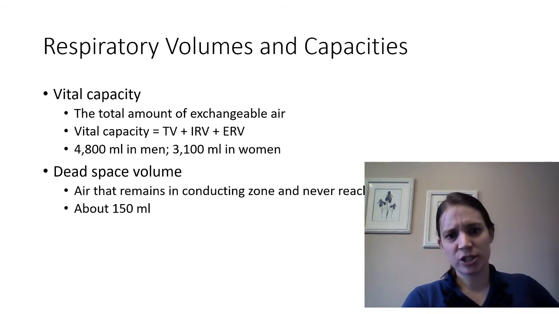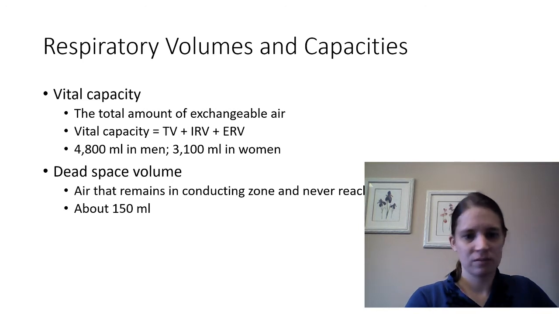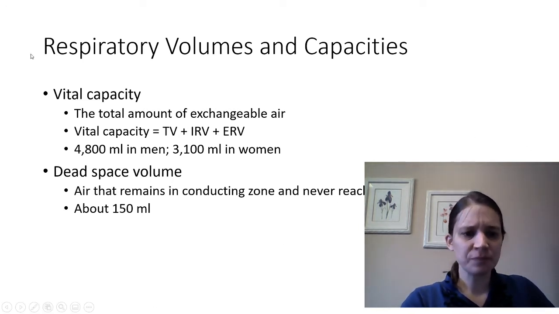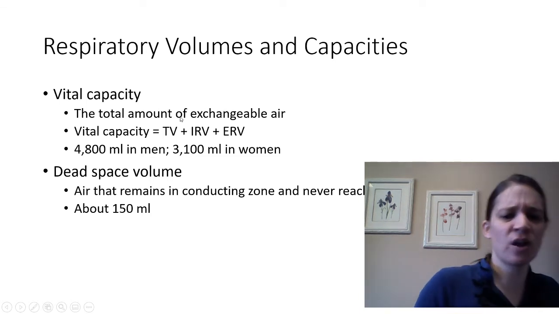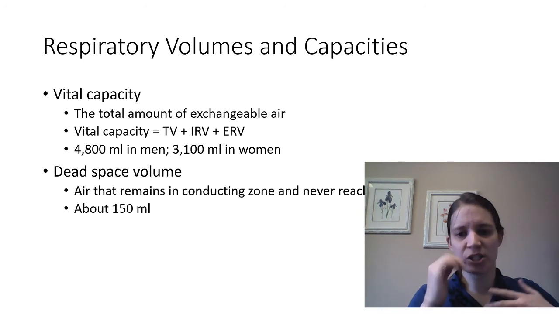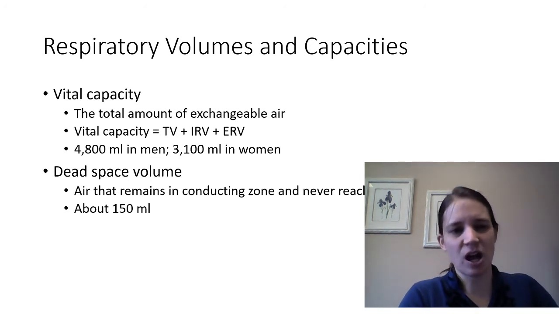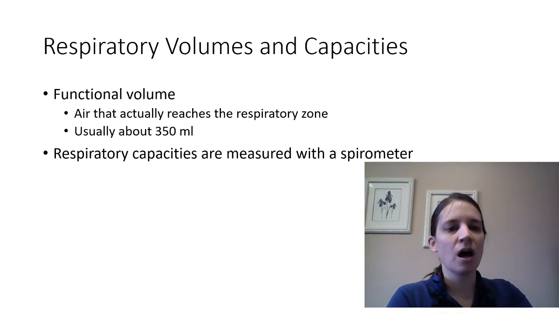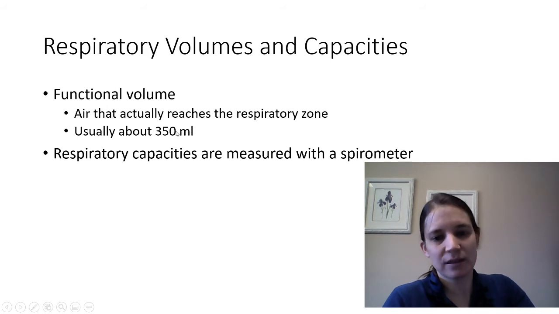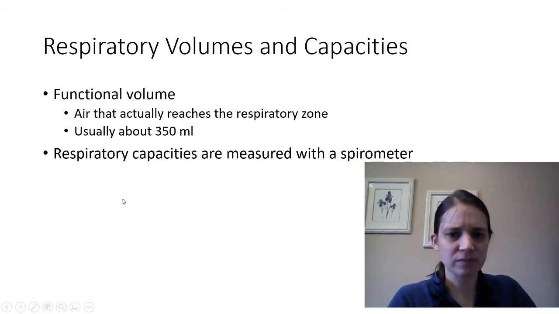Your vital capacity is just the amount you can exchange, right? So it's your tidal volume, inspiratory reserve, expiratory reserve. There's also what's called dead space volume. That's the air that's in the conducting zone that never actually gets to the alveoli because you have air in the system. It's not a huge deal. The air that reaches the respiratory zone is, of course, less because you have some that's just in the passageways.